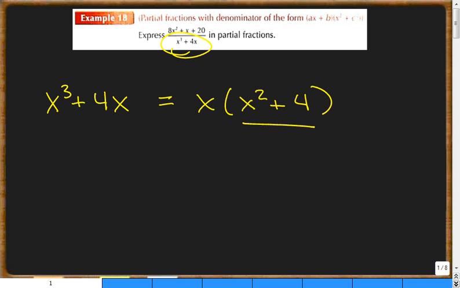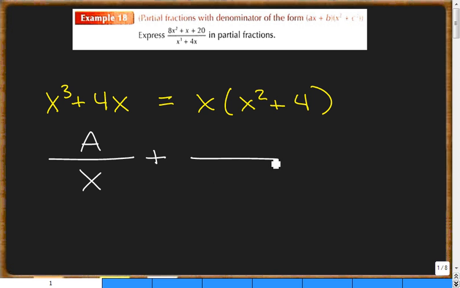Now, this you could factor with imaginary numbers, but we're not going to do that. It's not going to help us. So we're just going to leave these two things as factors here. Now, the way that this is going to set up overall is one of the factors will get a denominator. So we'll start off with A over x.